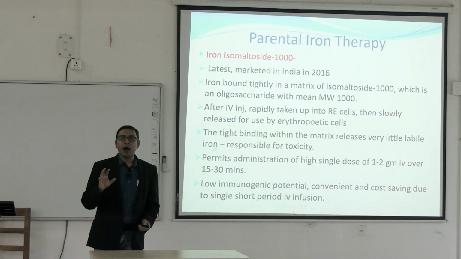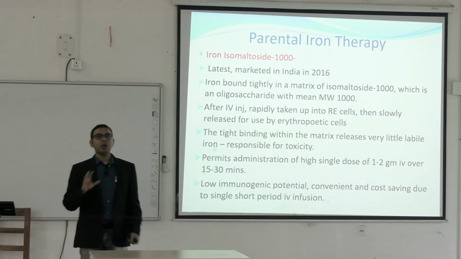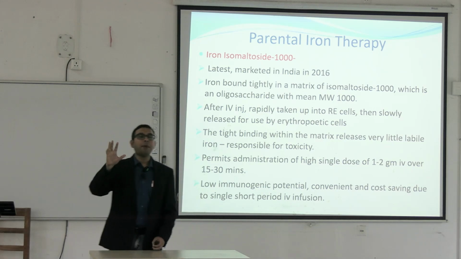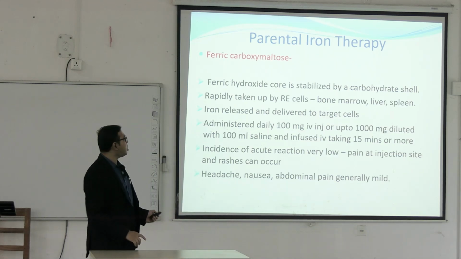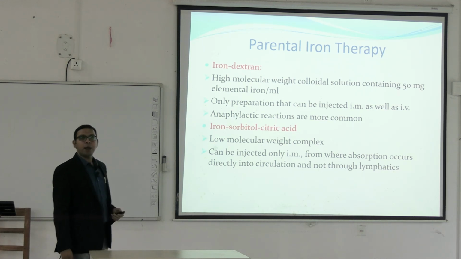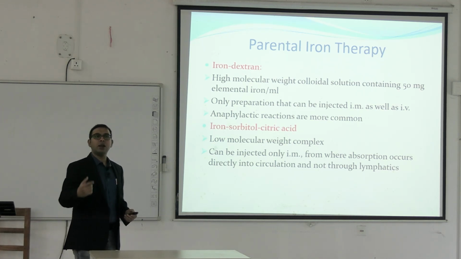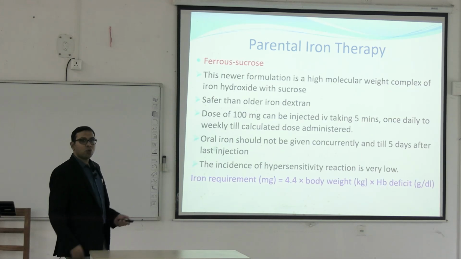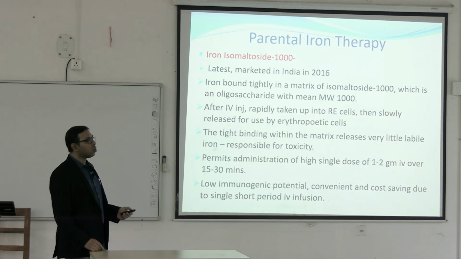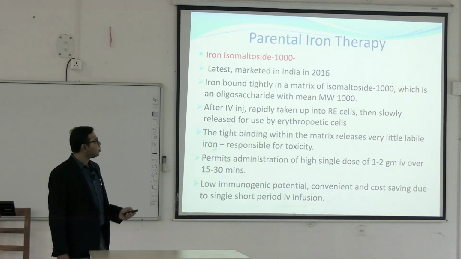So parenteral iron therapy is very important. You have to read what the indications of the parenteral iron therapy are, and what the parenteral iron preparations are. So these are the parenteral iron preparations. Previously iron dextran, iron sorbitol citric acid. The main problem is the labile iron toxicity that leads to anaphylaxis. The ferrous sucrose is the newer one, and the newest ones are the ferric carboxymaltose and the iron isomaltoside 1000.